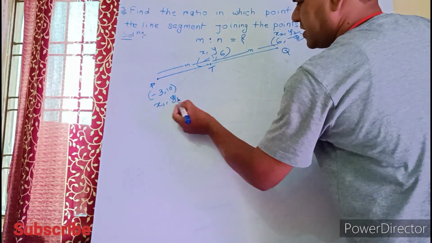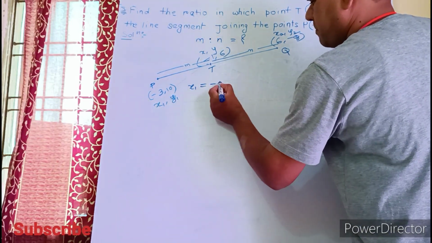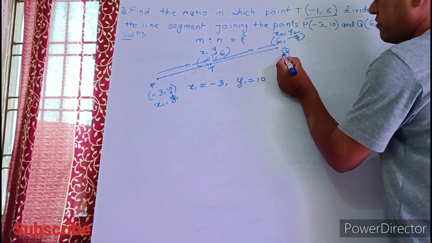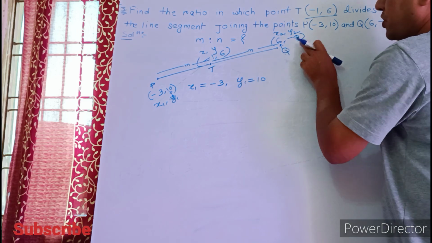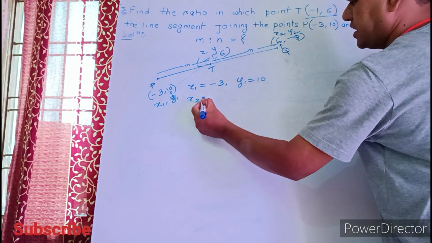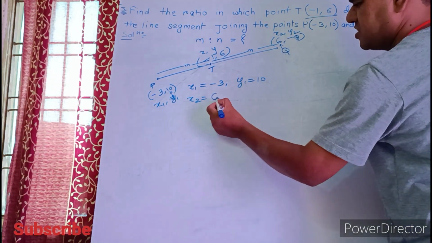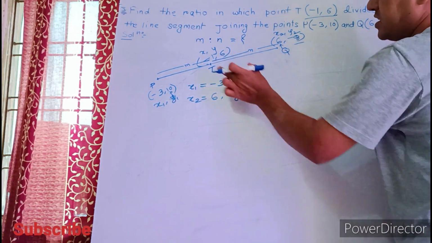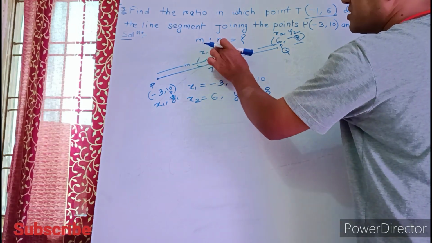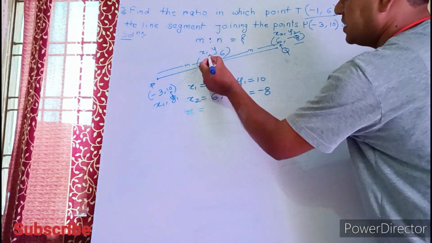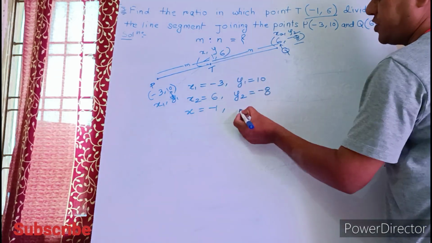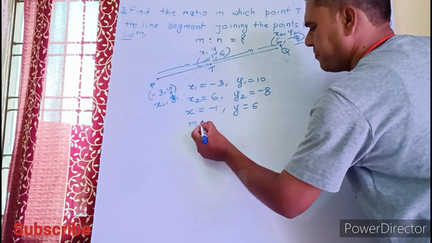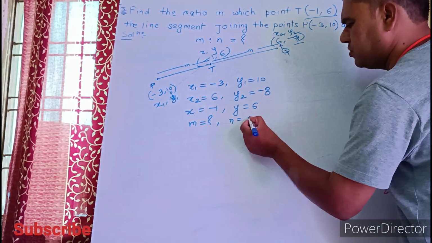Here the value of x1 equals -3, the value of y1 equals 10, the coordinate of Q, that is x2 equals 6, the value of y2 equals -8. Now the coordinates of point T are x and y, therefore x equals -1 and y equals 6. Now we have to find the ratio m as to n, therefore m equals question mark and n equals question mark.